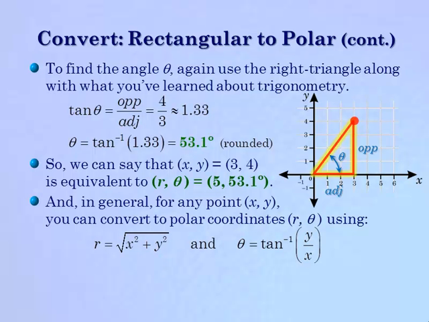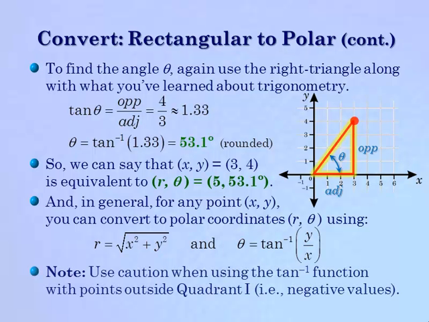In general, then, for any x, y, we can convert to polar coordinates by using r is equal to the square root of x squared plus y squared, and theta is equal to the tangent inverse of y divided by x. We have to caution you, though, about using the inverse tangent function outside of points that lie in quadrant 1.